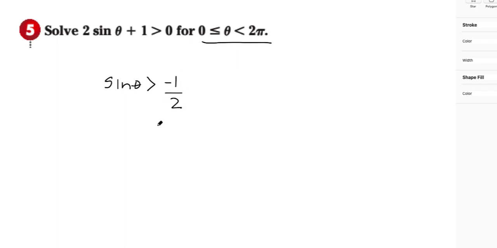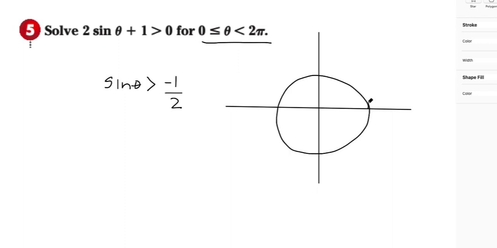Hopefully that algebra was a smooth move for you. And so sine of theta is greater than negative 1/2. Now we just need to figure out when the sine of theta is greater than negative 1/2 within the region of 0 to 2 pi. So if I'm thinking about 0 to 2 pi, let's use our unit circle and think about that together.